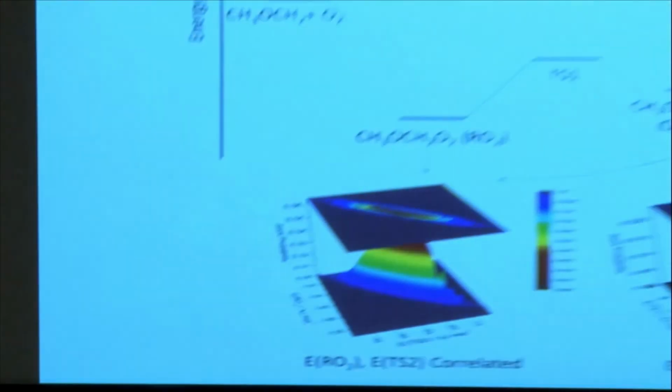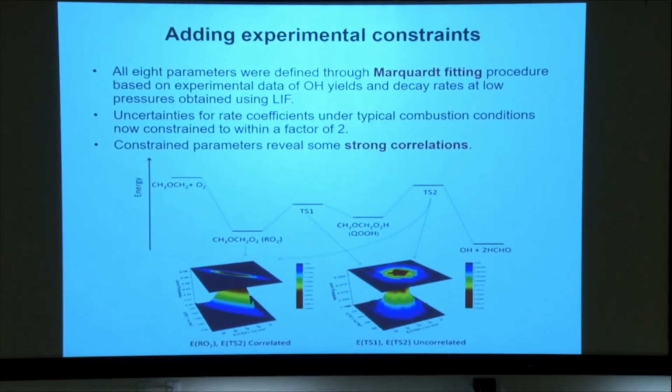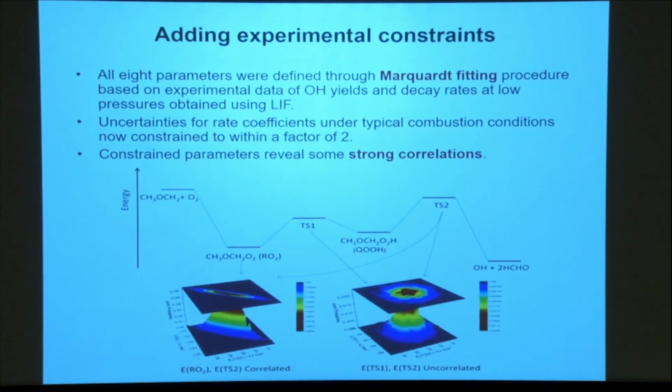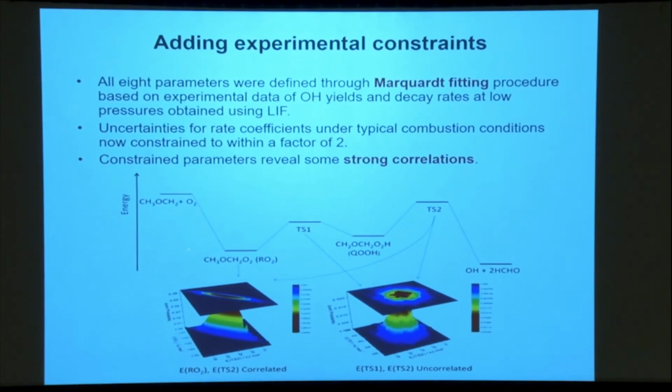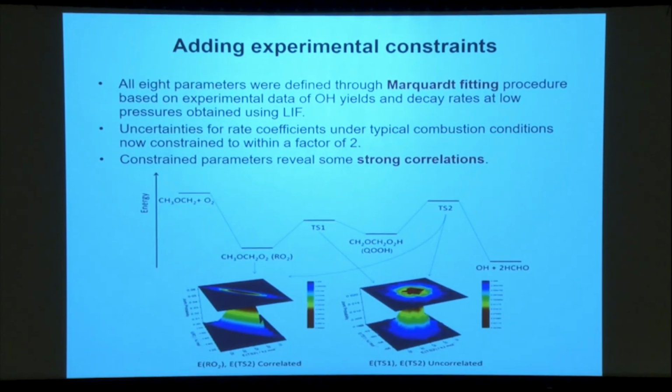Okay, so this is what we did. The experiments were carried out, and then we used an optimization, just using a Markov fit that's available in MESMA, to better constrain our transition states in the model.